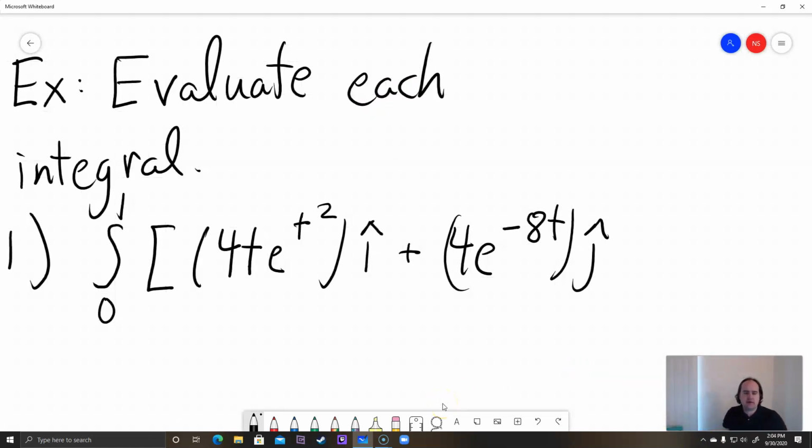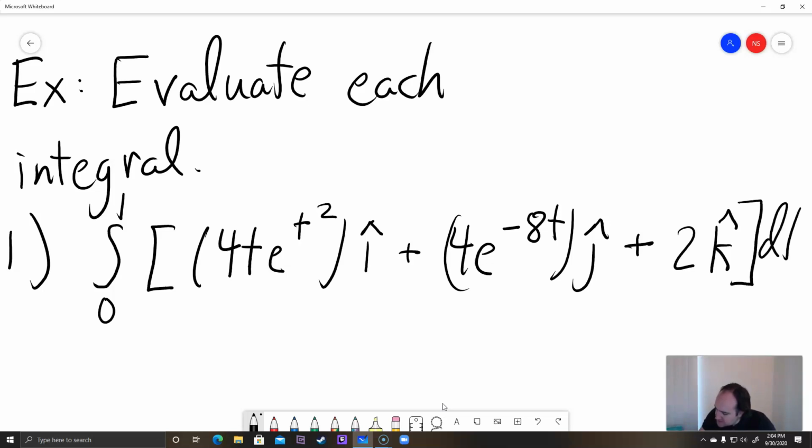So, the integral from 0 to 1 of 4t e to the t squared i plus 4e to the negative 8t times j plus 2 times k, and we're integrating this entire thing dt. Like I said, you've got these 3 different components, but you just integrate each component separately. So there's going to be a total of 3 integrals: the first component, the second component, and the third component.